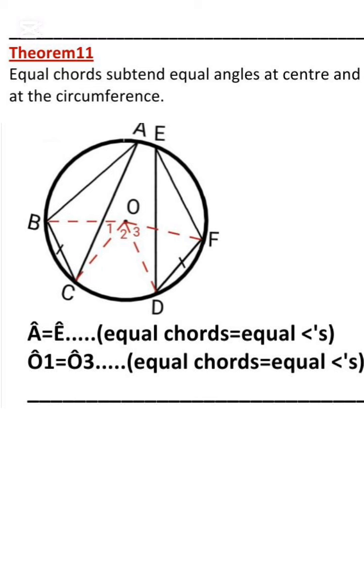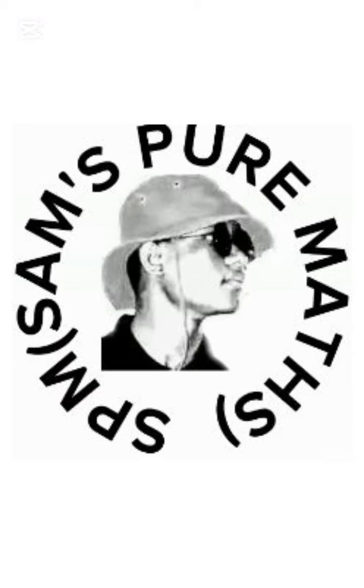Here we have center O, BC is equal to DF. Since BC is equal to DF, they will subtend equal angles at the center and at the circumference. Angle A is equal to angle E, and the reason is equal chords equal angles. At the center, angle O is equal to angle O3, and the reason is equal chords equal angles. We are done with circle theorems.